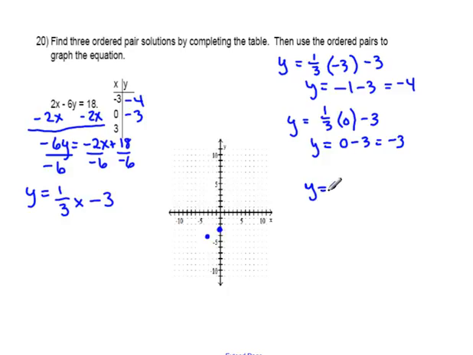We're going to plug in x is 3. Follow the order of operations. You get 1/3 times 3 is 1. Minus 3 is negative 2. So that point would be 3, negative 2. So I would start at the origin, move to the right 3, and down 2. You'll notice that your points are all in a straight line, which is what we want. And now you will just connect the points with a straight line and put arrows on the ends to indicate it is indeed a line.